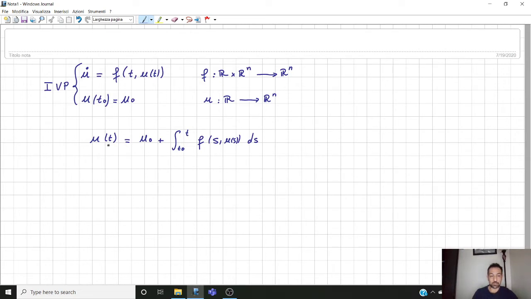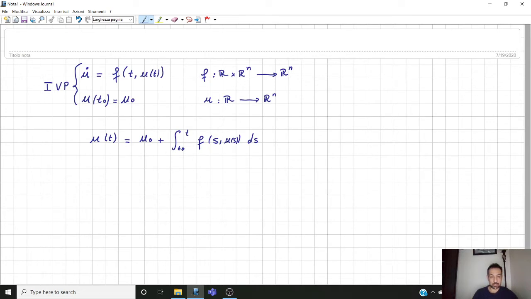So if I take the derivative of u with respect to time, then the derivative of u sub 0 becomes 0. And from the fundamental theorem of calculus, what we get on the right-hand side is f of t, u of t. And then if I look at the initial value at t equal to t sub 0, so I plug in t sub 0 here, this integral becomes equal to 0, so we are left with u sub 0. So as you can see, these two forms are equivalent.